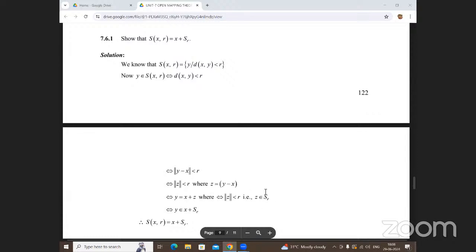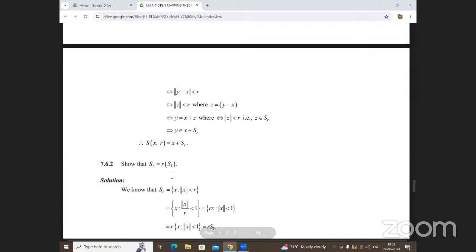Z is any one of the elements of the given open sphere. So Y belongs to X plus SR. Simply, SR means X plus SR. That is the meaning of Y belongs to it. Y is also in X plus SR, replacing Z by SR. So, X plus SR. That is the simple proof.